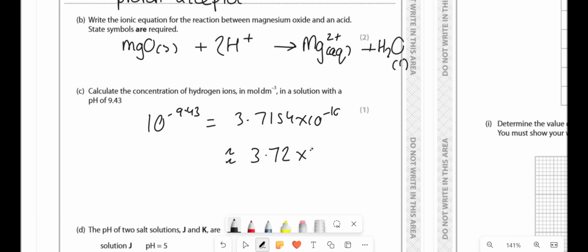Now it says, calculate the concentration of hydrogen ions in moles per decimeter cubed of a solution of a pH of this. So it's going to be 10 to the minus 9.43, which is 3.7154 times 10 to the minus 10. Follow the number of significant figures in the question, so 3.72 times 10 to the minus 10 moles per decimeter cubed.